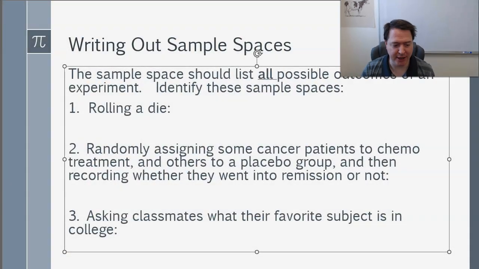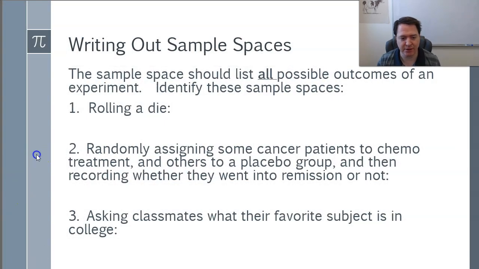Okay, so now that we know the formal definition of what a sample space is, a set of all possible outcomes of an experiment, which is very loaded with math jargon, let's make sure we can actually write these out. Let's write out the sample spaces for these three experiments that I mentioned before.